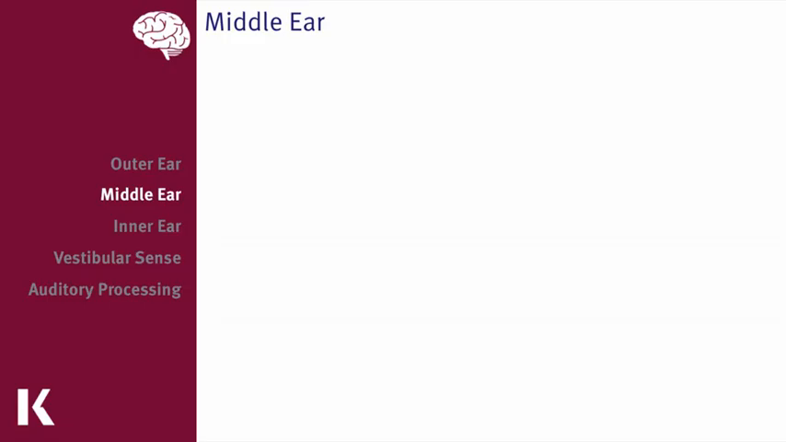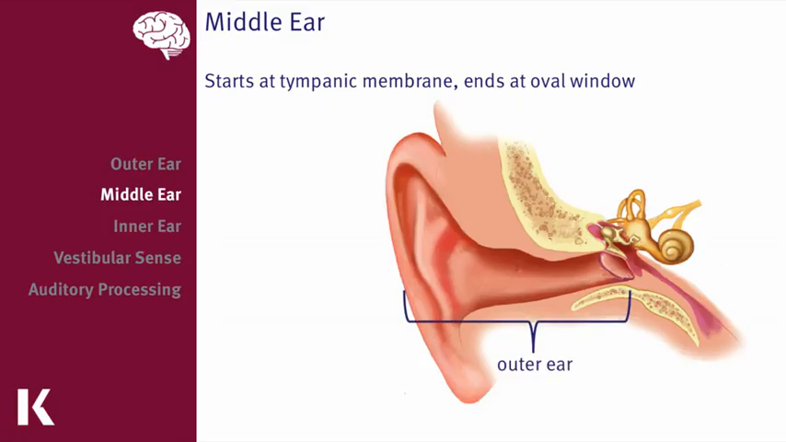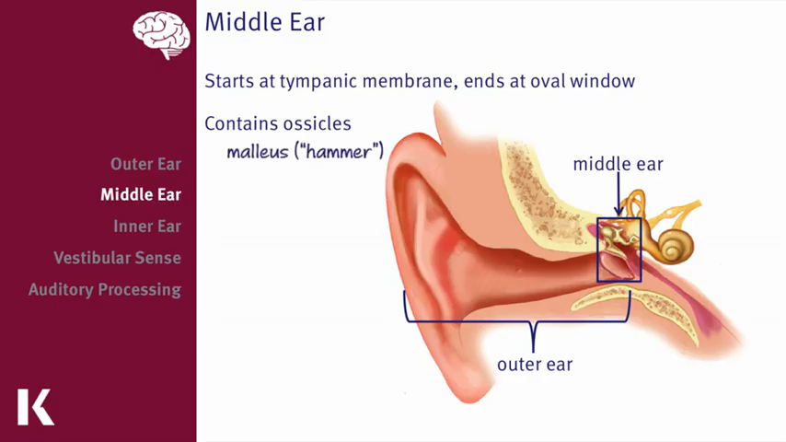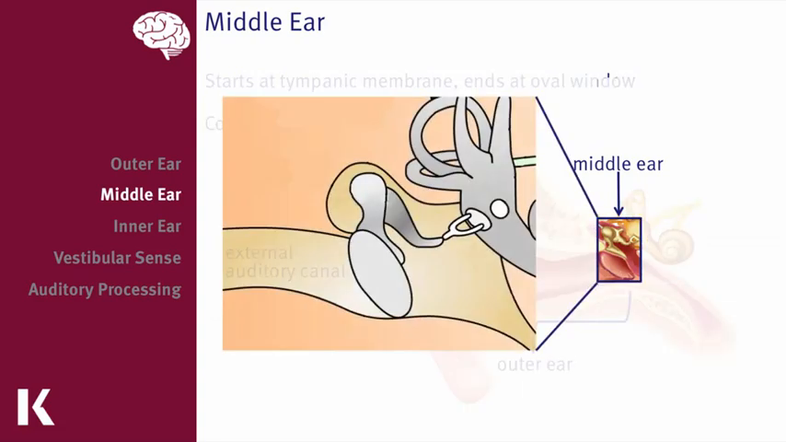Now that the sound has been collected and collided with the eardrum, we will need to pass that sensory stimuli through the middle ear. And the middle ear basically starts where the outer ear left off. And it contains the ossicles, which are infamously known as the three smallest bones in the body. And the bones are the malleus, also referred to as the hammer, the incus, also called the anvil, and the stapes, or the stirrup. Remember that the auditory canal and the tympanic membrane are part of the outer ear.